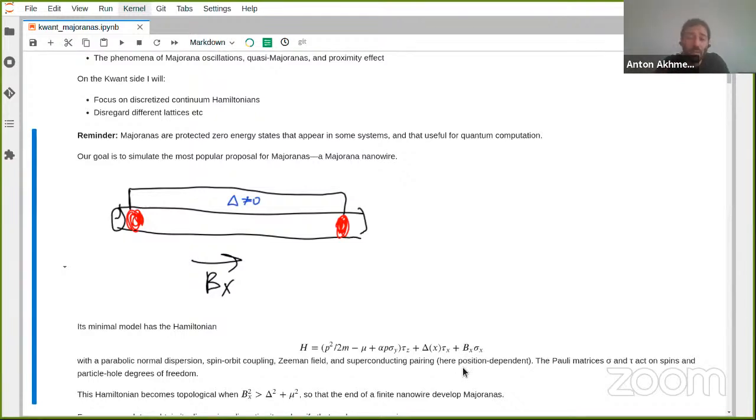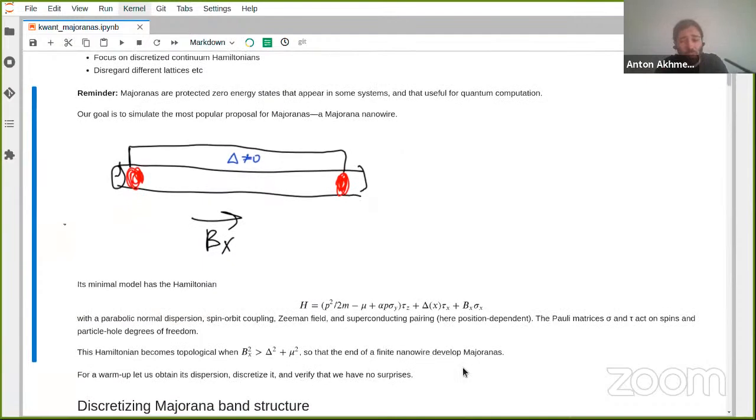Now, a quick remark, and this is also a useful basis to write. There are different bases in which one usually writes Bogoliubov-de Gennes Hamiltonians. Here I'm using a basis where holes are time-reversed electrons. That means I use a basis where the basis states are electron with spin up, electron with spin down, minus hole with spin up, plus hole with spin down.